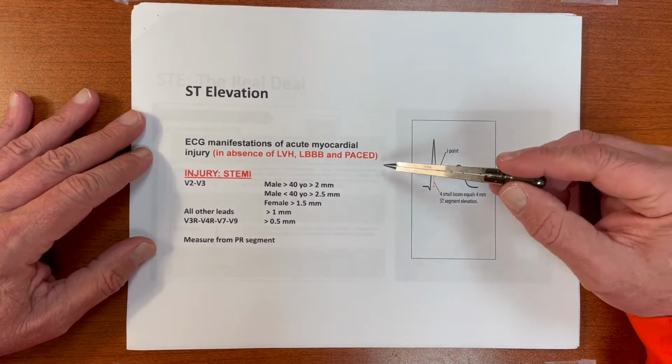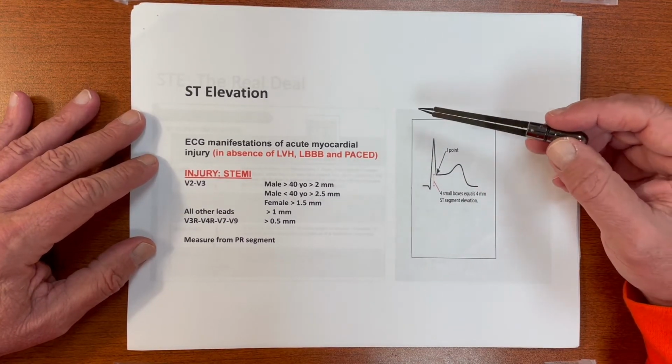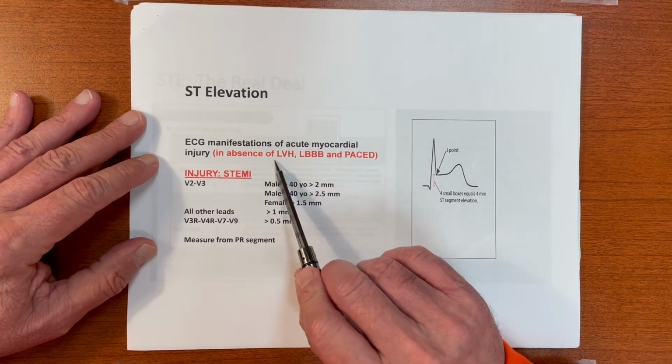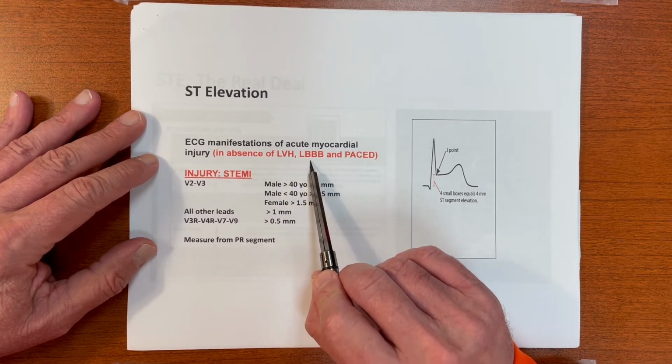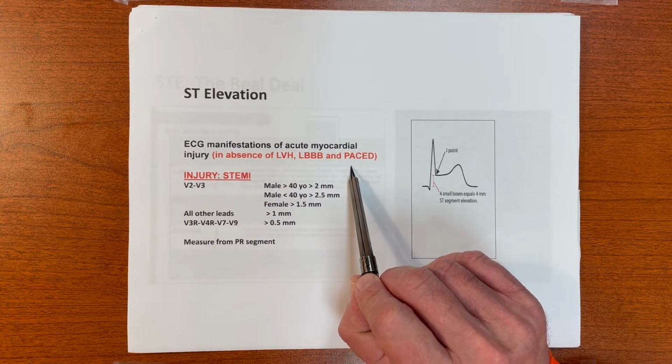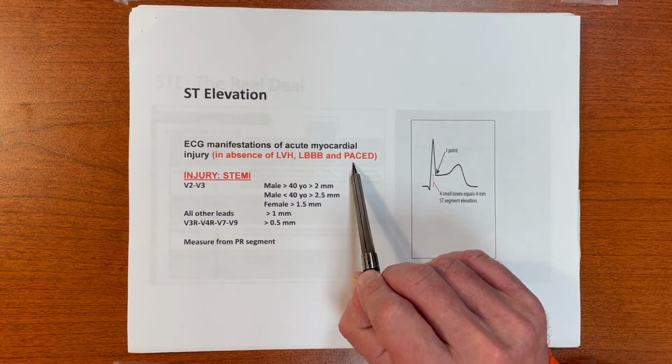First of all, this is one of the few things you do have to memorize, I'm sorry. This is in a conduction that's normal. There's no LVH, bundle branch block, or paced rhythms, which can make the ST segments go way up in the septal leads.